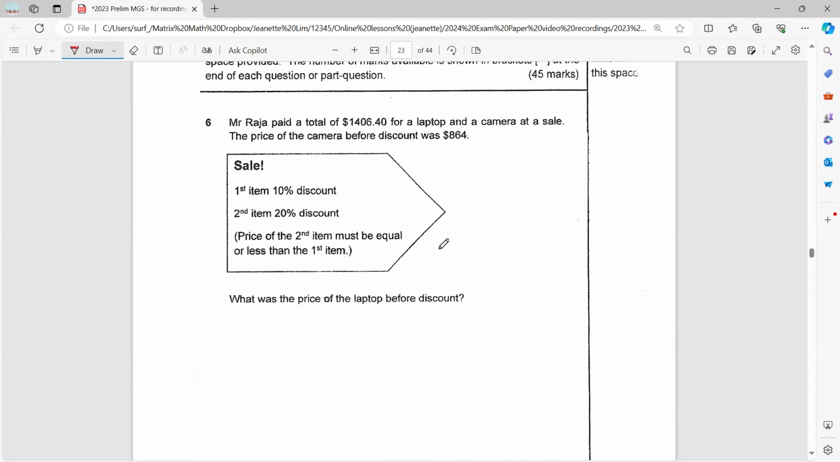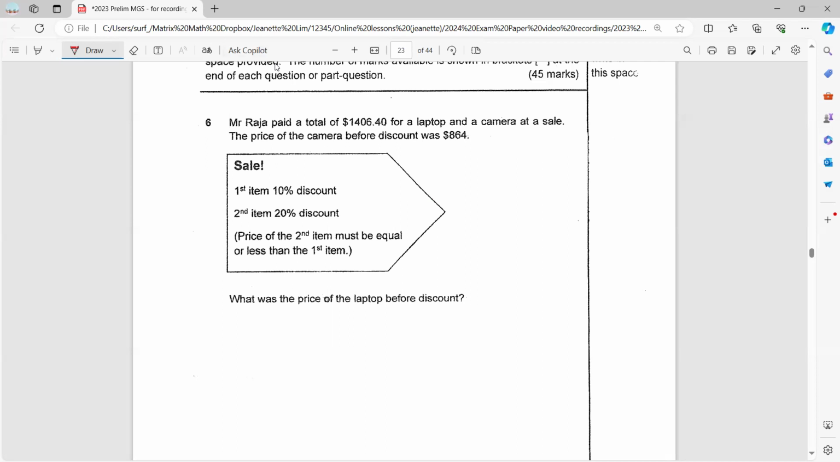Okay, so the total amount paid is 1406.4. That one is after the sale, as shown over here. Now the camera itself is 864 before discount. So the camera could have been either the first or the second item, right? But the first item must be the more expensive one, because over here it says the price of the second item must be equal or less.